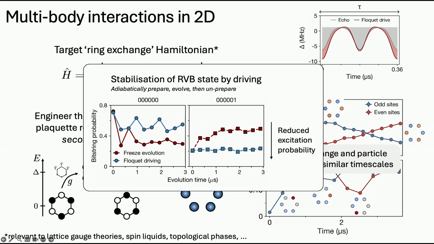And if you then adiabatically try to unprepare the state, how well you return to the all-zero ground state tells you how well you stabilized this superposition. You can see that in the Floquet case, you return pretty well back to your initial state, whereas without it, you have some significant excitation probability, showing that you do stabilize the state by driving.